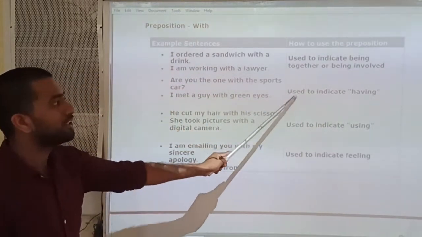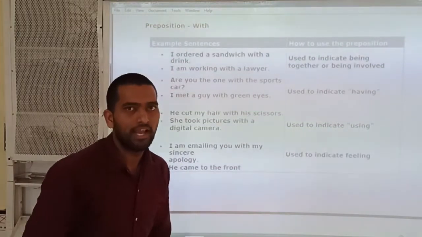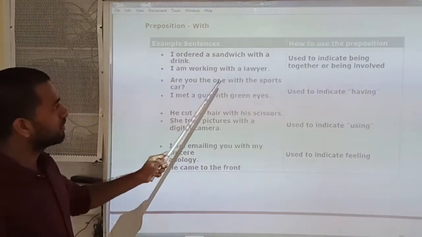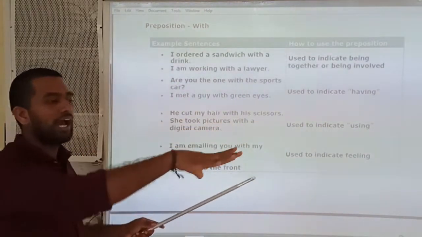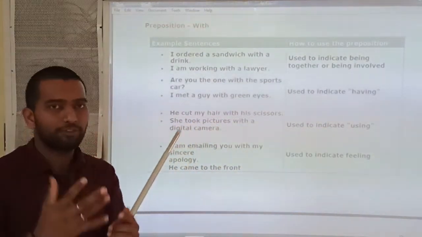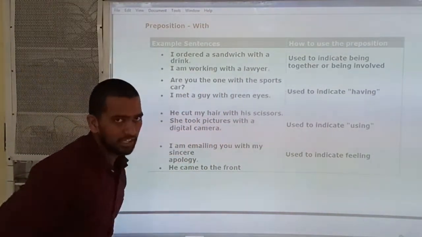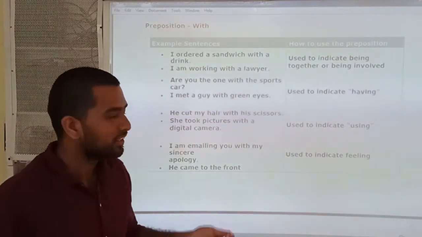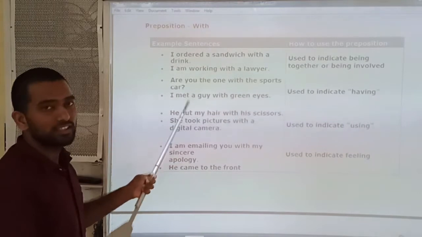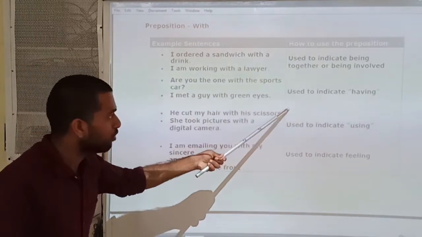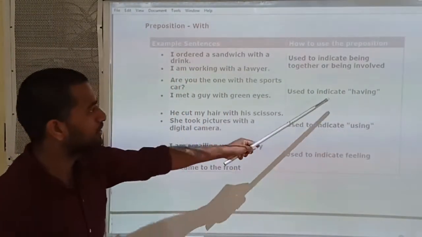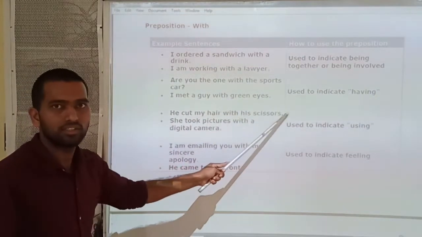Next use: it is used to indicate having. If you see the examples, you will be very clear. See, are you the one with the sports car? It means if you have a sports car, you can say that. Having means if you have a particular thing, then "are you the one with a sports car?" means do you have a sports car? In the same way, I met a guy with green eyes. Green eyes means this person has green eyes. So when a person or thing has something, then we use the preposition with in this way.